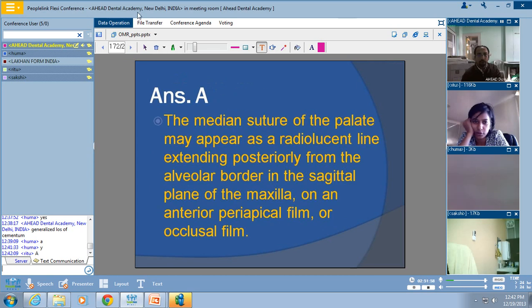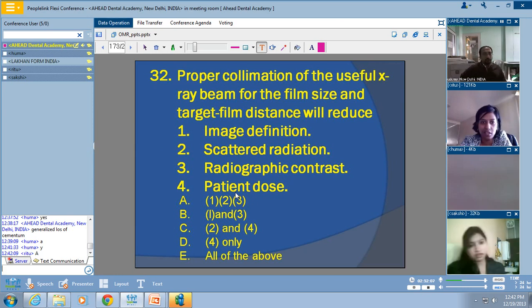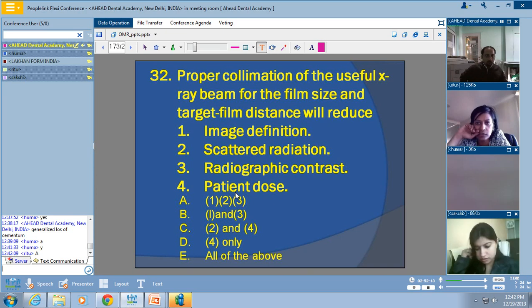Next question. The proper collimation of the useful X-ray beam for the film size and the target film distance will reduce: first, image definition; scattered radiation; radiographic contrast; patient dose. So just think about this. What would be your answer?